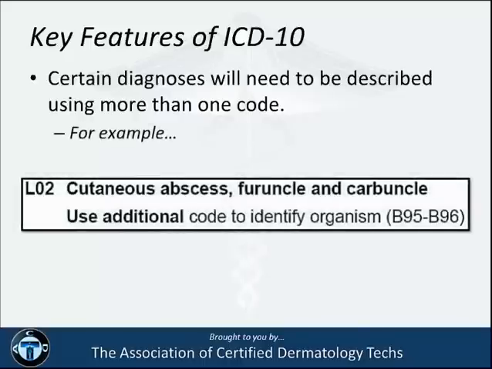Take the category of abscesses, furuncles, and carbuncles as an example. When coding for an abscess, we're asked to also provide a code for the causative bacteria. We'll talk about this use additional code note in more detail in just a few minutes.